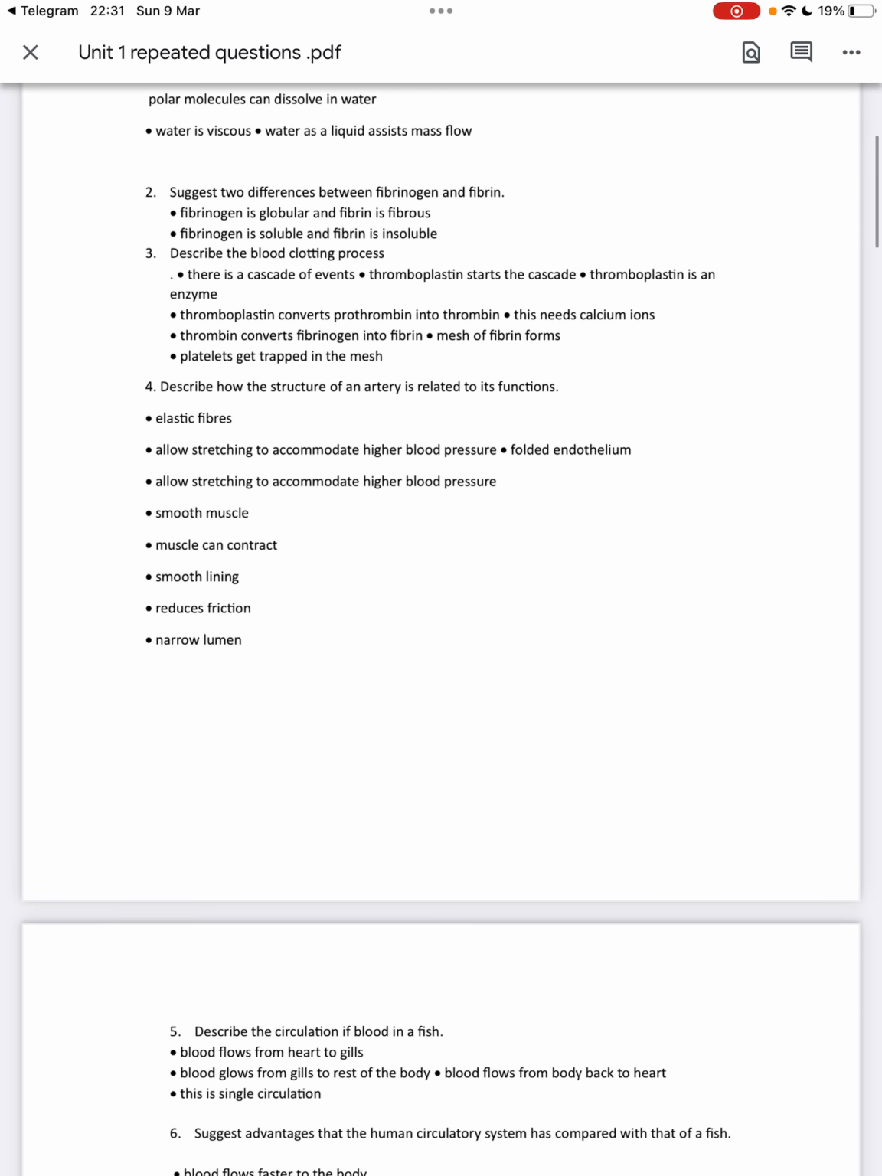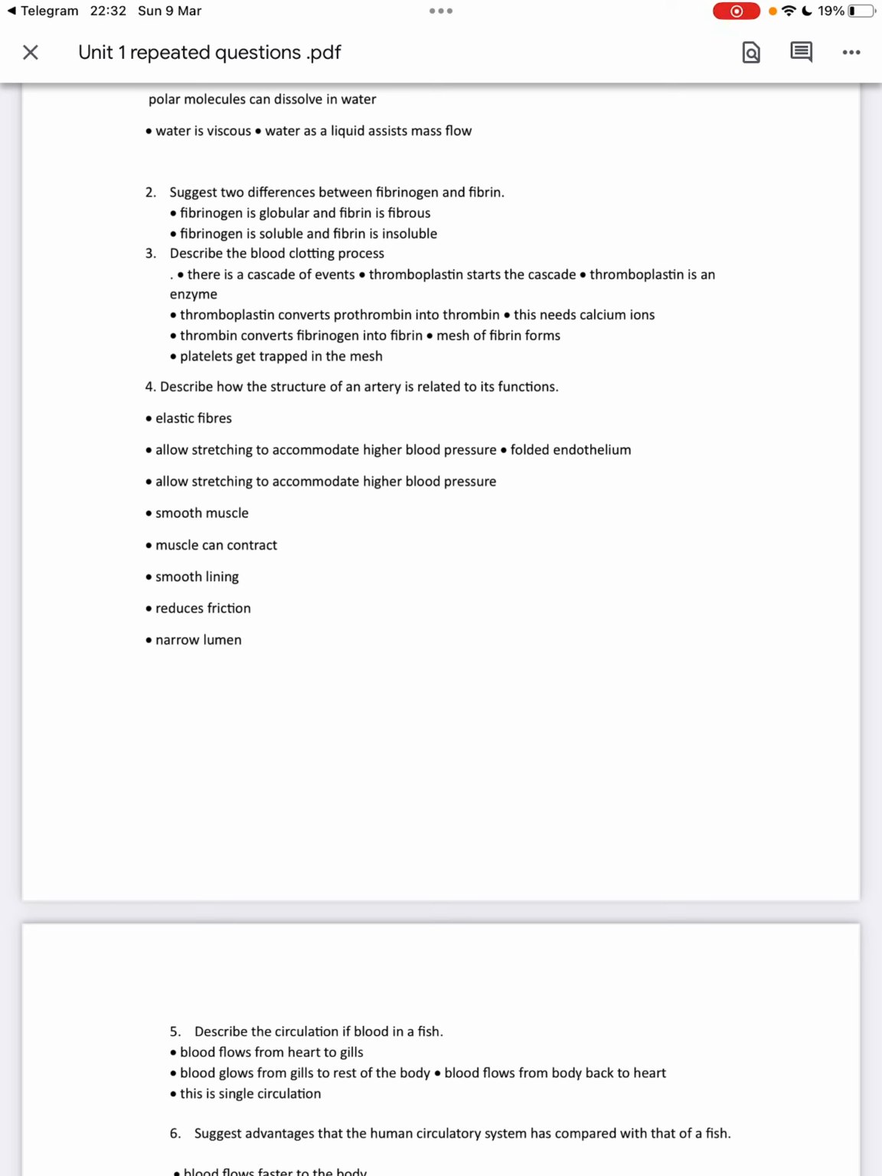Suggest two differences between fibrinogen and fibrin. Fibrinogen is globular and fibrin is fibrous. Fibrinogen is soluble and fibrin is insoluble. Describe the blood clotting process. There is a cascade of events. Thromboplastin starts the cascade. Thromboplastin is an enzyme. Thromboplastin converts prothrombin into thrombin. This needs calcium ions. Thrombin converts fibrinogen into fibrin. A mesh of fibrin forms. Platelets get trapped in the mesh.